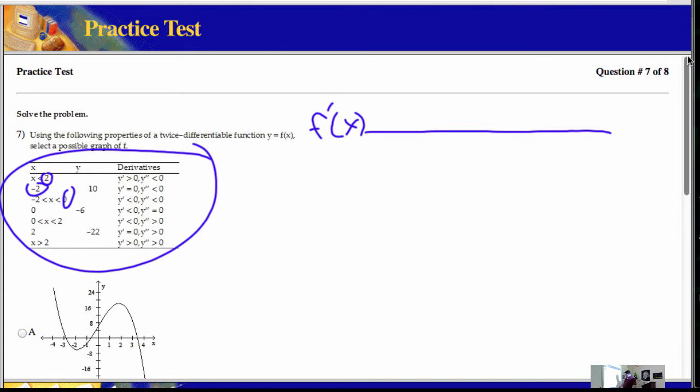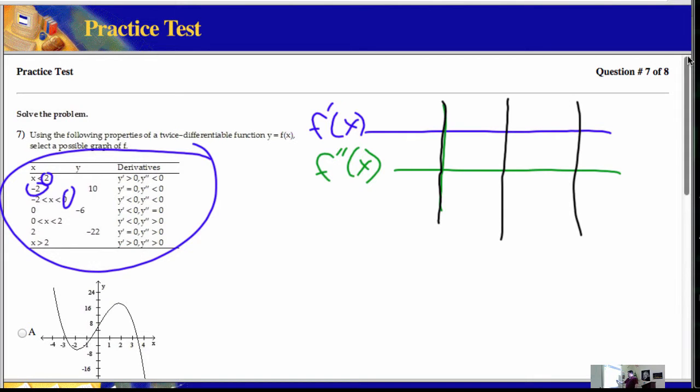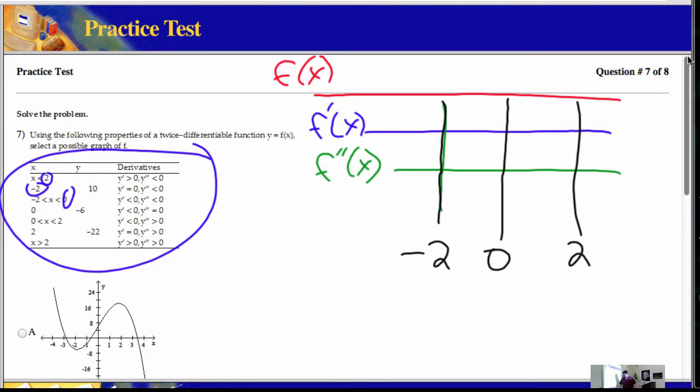And then the other thing is that we're going to have f double prime here. And we've got a couple of points that are of interest to us. I only see 2, -2, so we're going to look at these 3 points, where this is -2, this is 0, and this is 2. And then we're also going to look at f of x, because they give us some information about f of x, okay? And then we're going to plot the graph based on this.